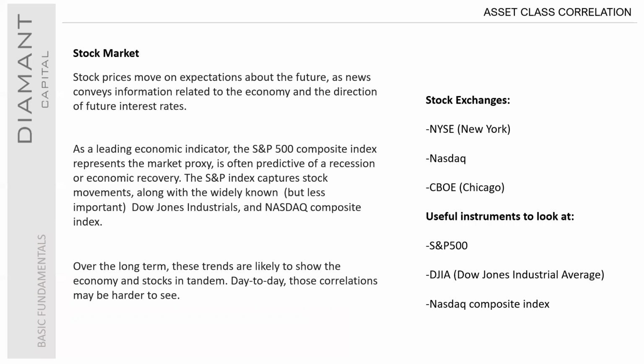The S&P 500 index captures stock movements along with the widely known but less important Dow Jones Industrials and the Nasdaq Composite Index. So the S&P 500 is pretty much the cream of the crop. That's the one you want to be looking at. Over the long term, these trends are likely to show the economy and stocks in tandem. So what I mean by that is, as the stocks progress, the economy is also likely to progress.